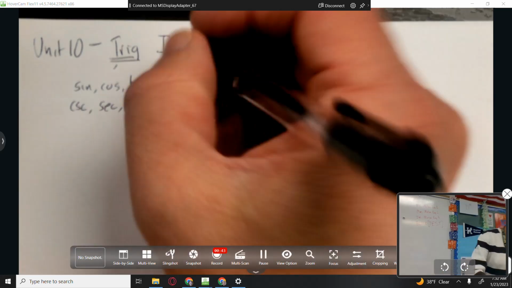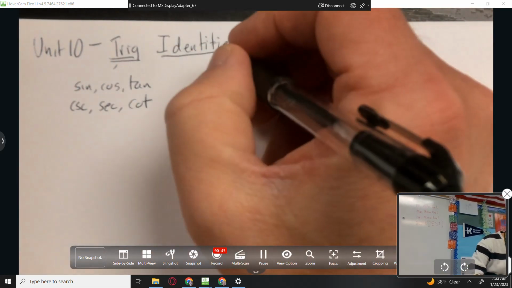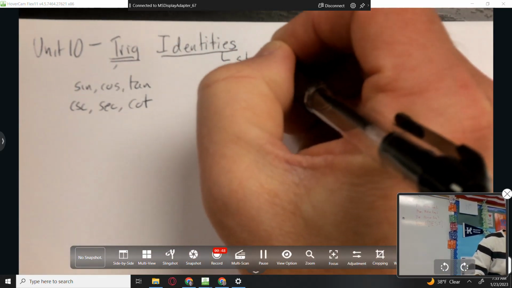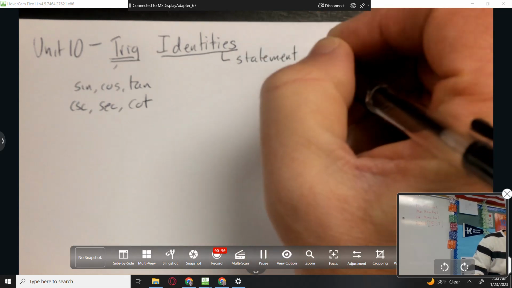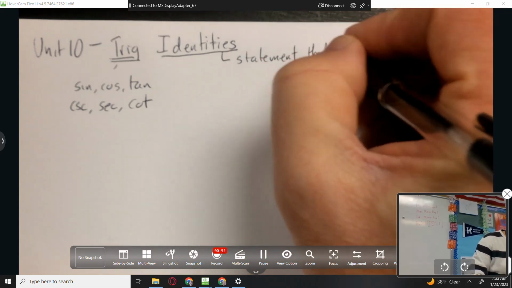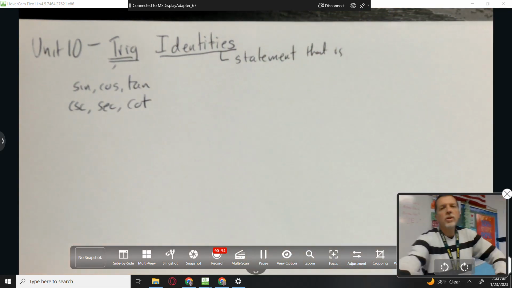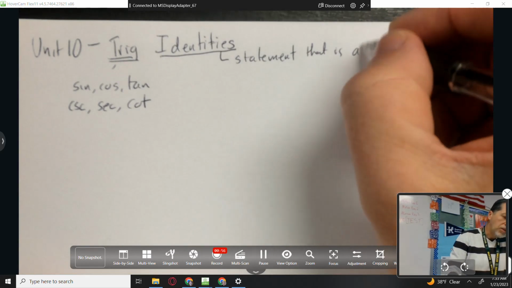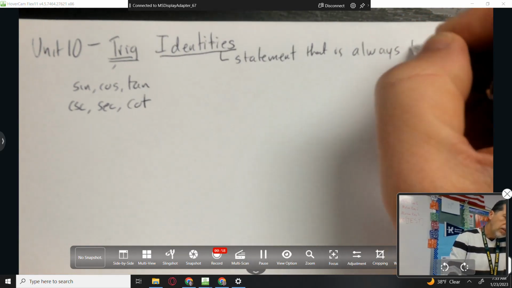Identities, like we use this word a lot. I don't know that we ever define it in a math class like we should. An identity is a statement that is always true. I'll give you some examples in a minute. A statement that is always true.